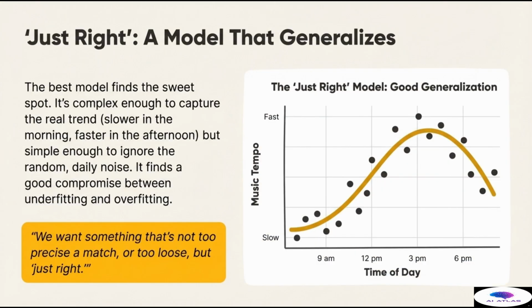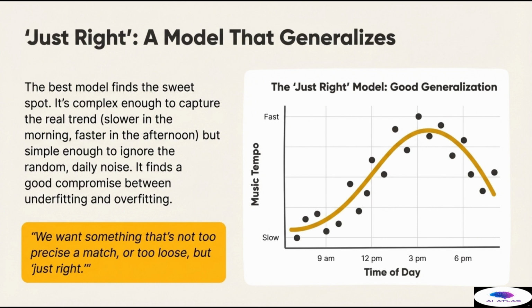The goal, the true sweet spot we are striving for, is the just right model, a model that truly generalizes. This model avoids the pitfalls of both being too simple and being too complex. Looking at the golden curve on the graph, you can see it still captures the overall trend: the slower music in the morning, the ramp up towards the peak, and the slowdown towards closing time. Crucially, however, it remains smooth. It doesn't attempt to hit every single scattered data point like the overfit model did.